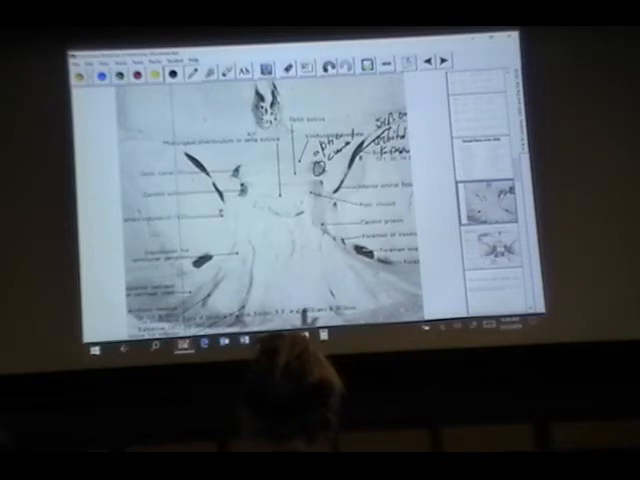Okay, what goes through the optic canal? Anything else? Central retinal branch of the optic nerve. What goes through the superior orbital fissure? 3, 4, 6, and V1, and what else?